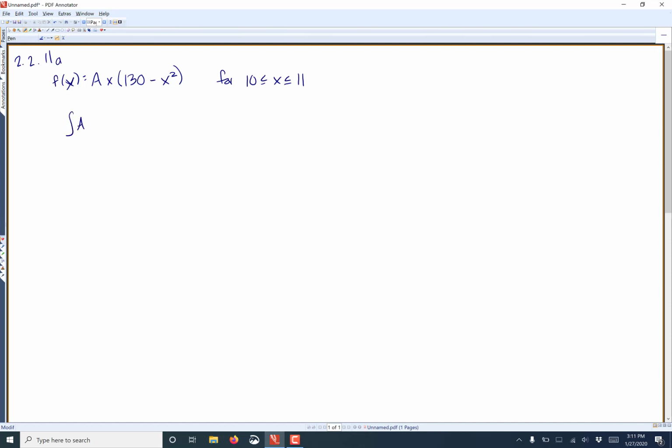So we'll integrate this a times x times 130 minus x squared dx, and we integrate from 10 to 11. And when we're done, we want it to be equal to 1. Now, to make this easier to integrate, I would FOIL everything through, or distribute it through. So we're going to have 130 times a times x minus a times x cubed. And we need to take the derivative of all of that. Sorry, integral. Take the integral of all of that.